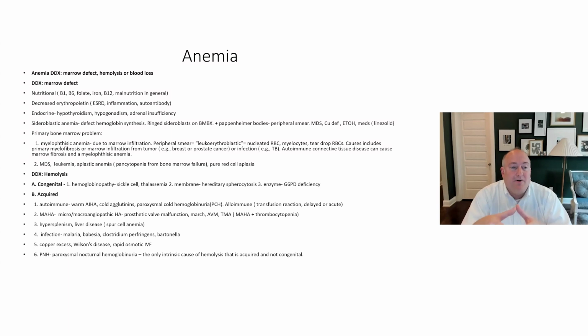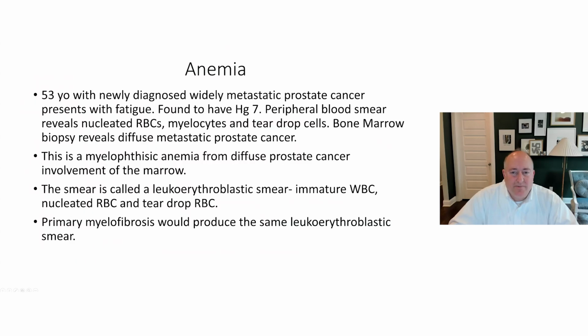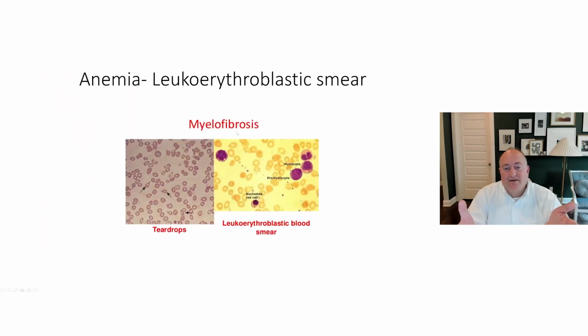And then there could be a primary bone marrow problem. In other words, something is in the bone marrow preventing cells from being made. And we call that a myelofibrotic anemia. That's the actual name. And we think about something in the marrow that shouldn't be there when we see what's called a leukoerythroblastic smear, which consists on the peripheral smear of nucleated reds, in other words, very immature reds, immature white cells, myelocytes, and teardrop cells. I'm just going to show you a picture. Myelofibrosis is a cause of that leukoerythroblastic smear.